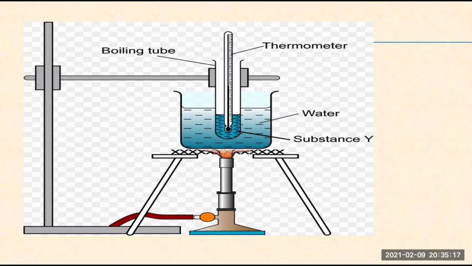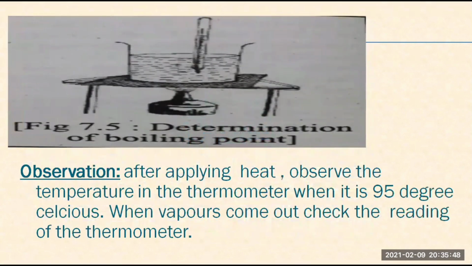When it starts boiling, the mercury in the thermometer will go up. When it comes to 100 degrees Celsius temperature, at that time you will see the water start boiling, that means it creates bubbles. By this way you can easily understand what the boiling point of water is. Okay, so let's see what we will actually observe through these things.